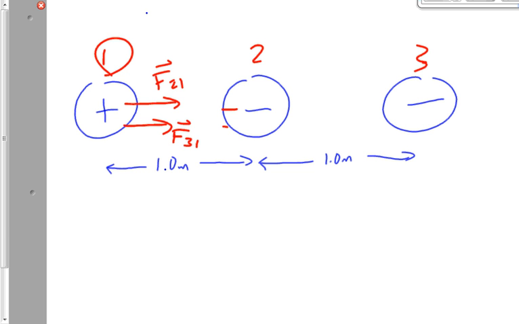What's r when we're talking about the force of 3 on 1? It's going to be 2 meters, right? And it's a lot more important to remember to square that one because 2 squared is 4. Why is it 2 meters? Because we're not just taking a random number, we're taking the distance from one charge to the other. The distance from charge 1 to charge 3 is 2 meters. Okay, is that good?